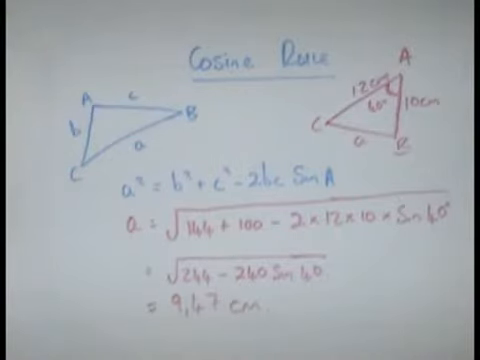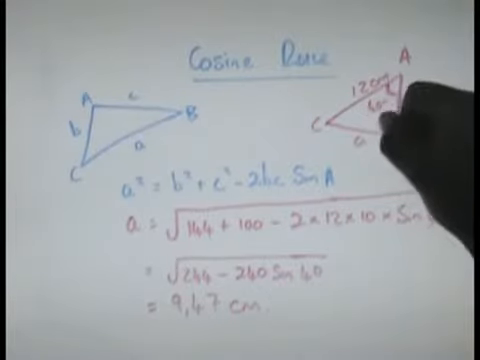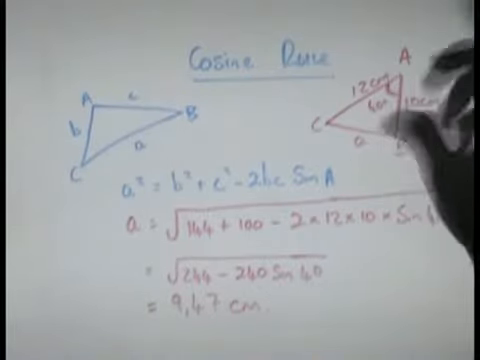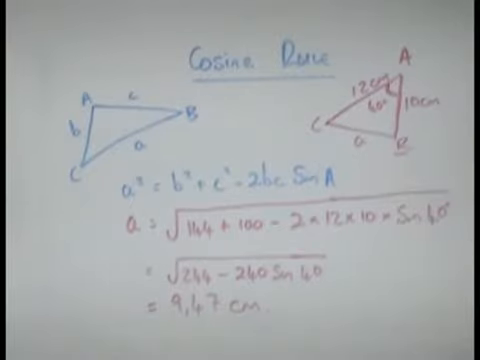This is just a simple application of the cosine rule. We can use this cos rule to calculate the other two angles. Alternatively, we could use the sine rule, which we've done already.